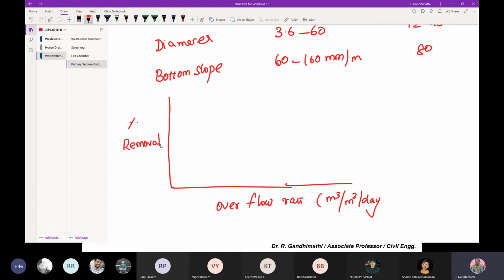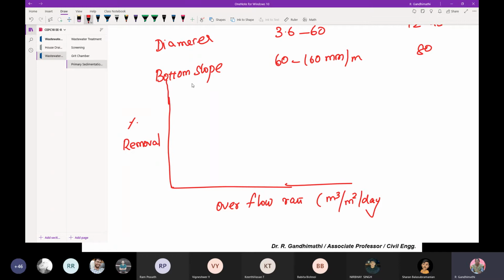Already they have conducted the experiments and developed a chart. That means they have developed the relationship between overflow rate and percentage removal of suspended solids and BOD. They constructed a sedimentation basin, or maybe a small reactor in the laboratory, and operated the system on basins with different overflow rates. For each overflow rate, they monitored the suspended solids and BOD removal.